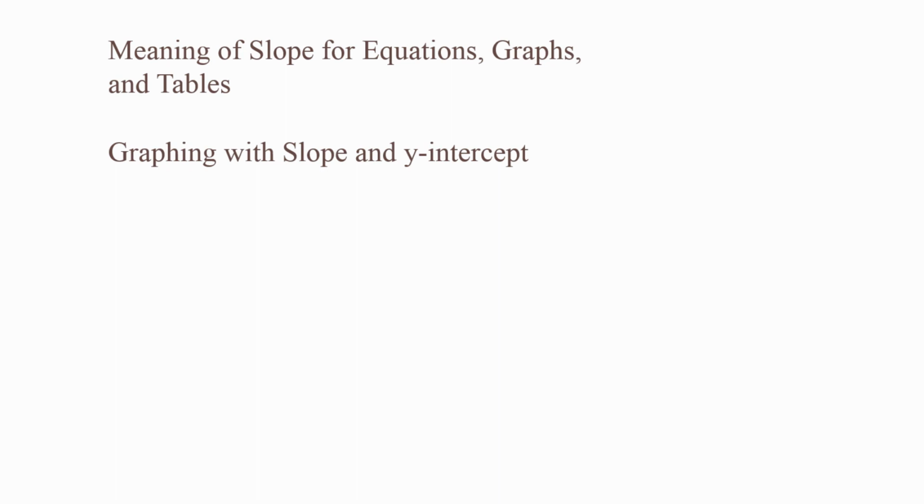Meaning of slope for equations, graphs, and tables. For the equation, we use y equals mx plus b, the slope-intercept form of a line. In the graph, your slope is rise over run. And in the table, if we have our change in x equal to 1, then our slope is equal to the change in y. When we're graphing with the slope and y-intercept, first you want to make sure your equation is in slope-intercept form. Then we find the slope and the y-intercept. On the graph, you plot the y-intercept, then you move up or down, then left or right, based on your slope.